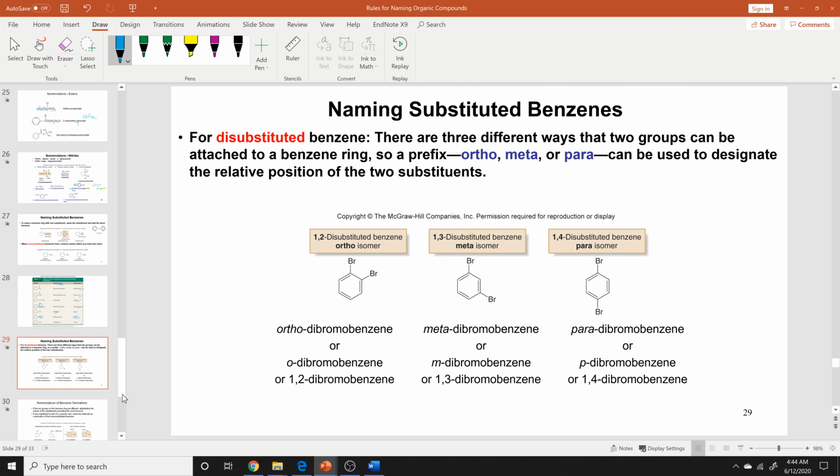Now, if you have two substituents on the benzene, the two substituents can assume either an ortho position, a meta position, or a para position. An ortho position is when positions 1 and 2 are occupied. The meta is whenever positions 1 and 3 are occupied, and then the para is whenever positions 1 and 4 are occupied. And this is basically how you represent the ortho, the meta and the para, this way.